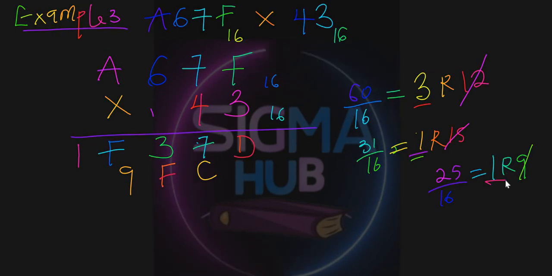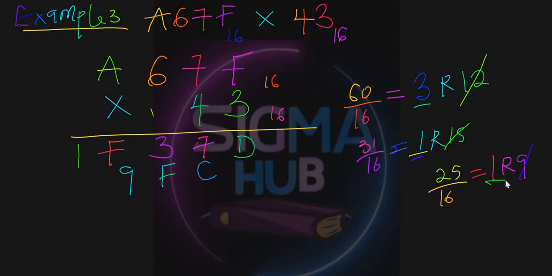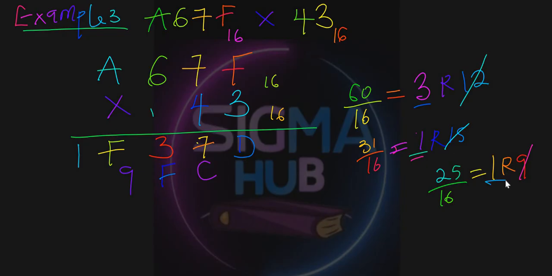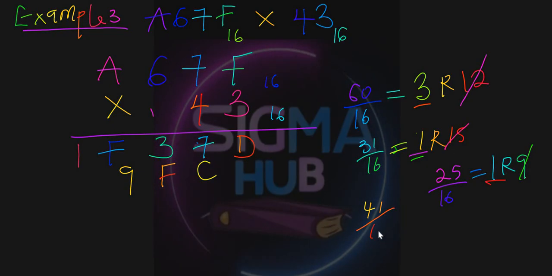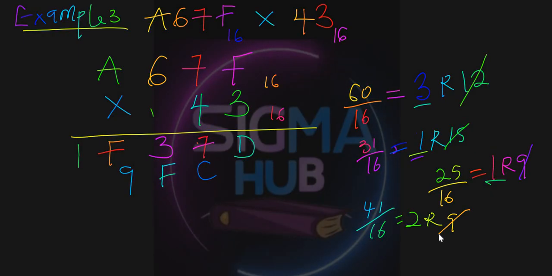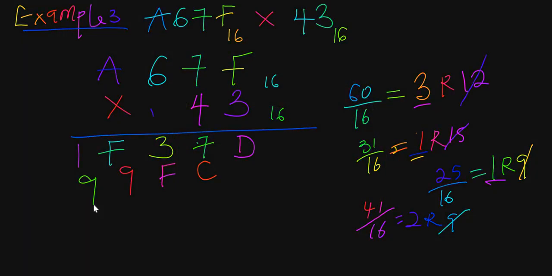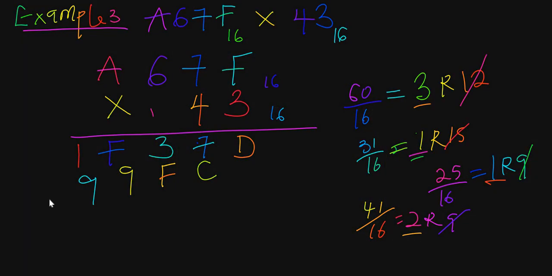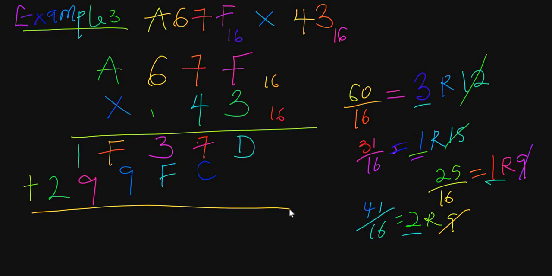So if I divide 41 by 16, I'm going to have 2, which is going to have a remainder of 9. So we have 41 divided by 16 is 2 remainder 9. Of course, I'm writing the remainder first, which is 9. Since there's no other number to multiply with, I'll write out the 2. Then I would add everything together.